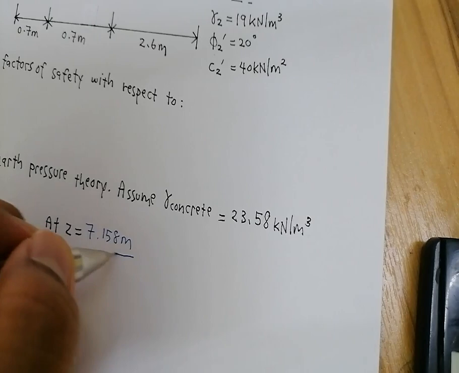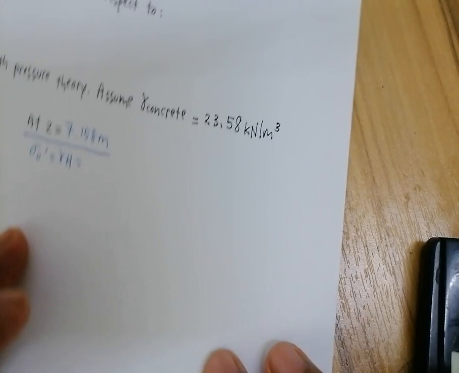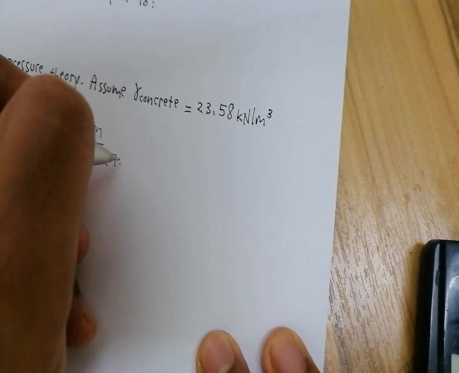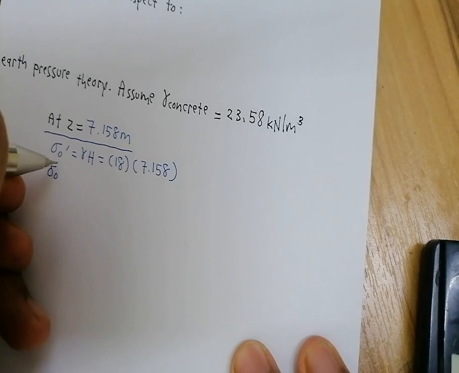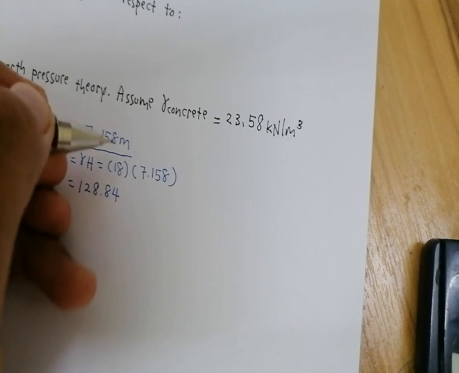Now we will calculate the vertical effective stress, equals gamma times h. Gamma is for the soil above here, which is 18, times 7.158. So the vertical effective stress equals 128.84 kilonewton per meter square.